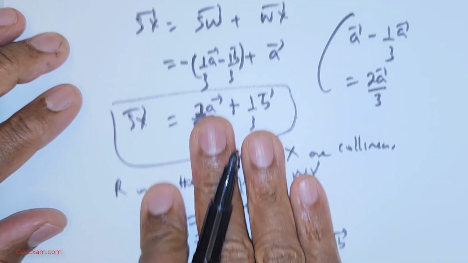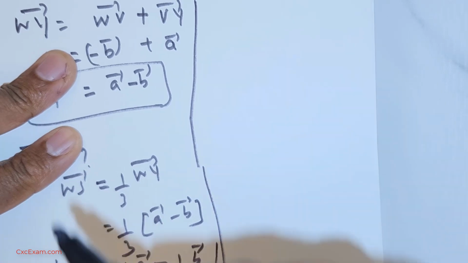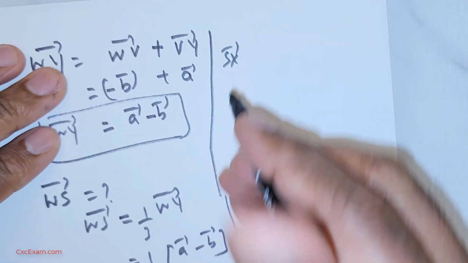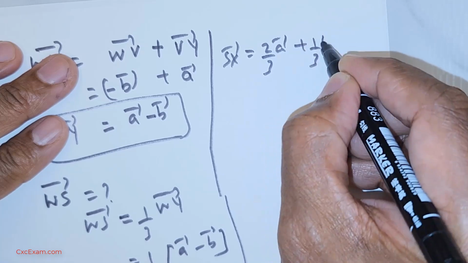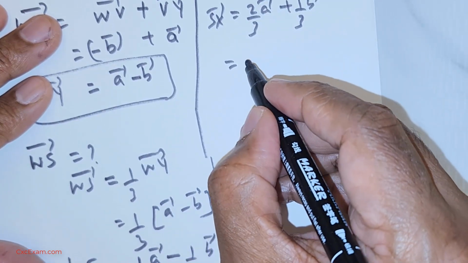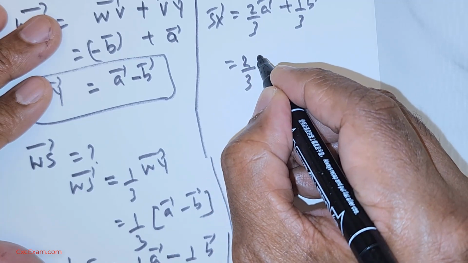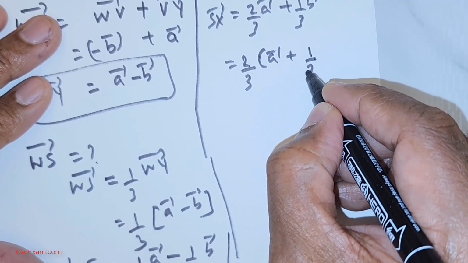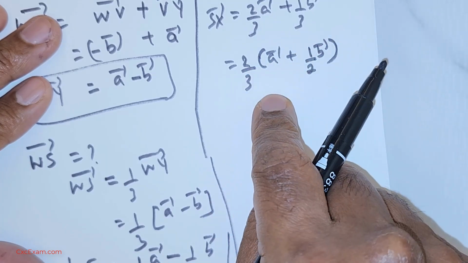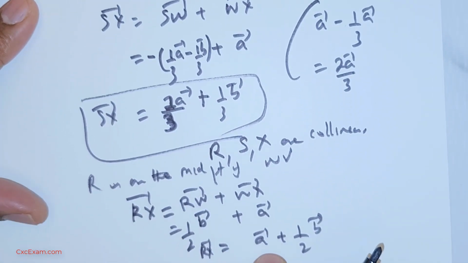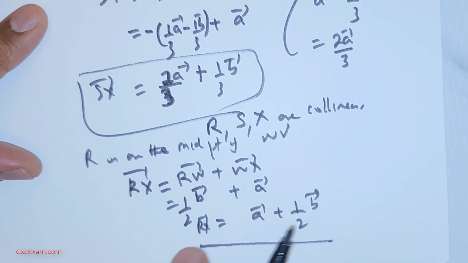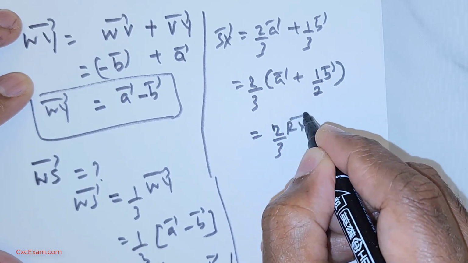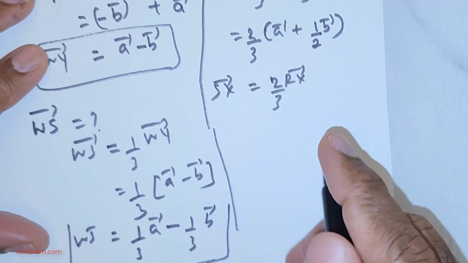Now we've got RX. Let me find out what is SX. Now my SX vector is 2/3 A vector plus 1/3 B vector. Now can I write this as 2/3 of A vector plus 1/2 times of B vector? Can I write it like this? Of course I can write it like this, but what is this? This is nothing but 2/3 times A vector plus 1/2 B vector, which is equal to 2/3 RX vector, which in turn is equal to SX vector.